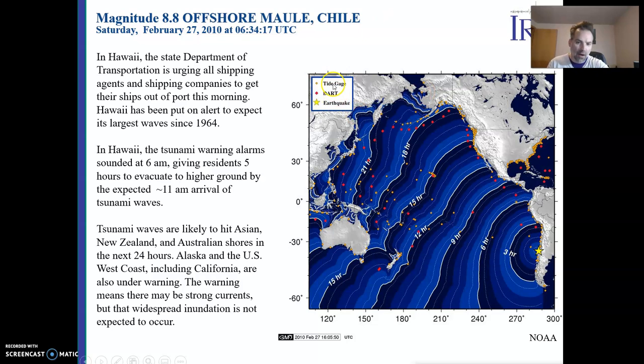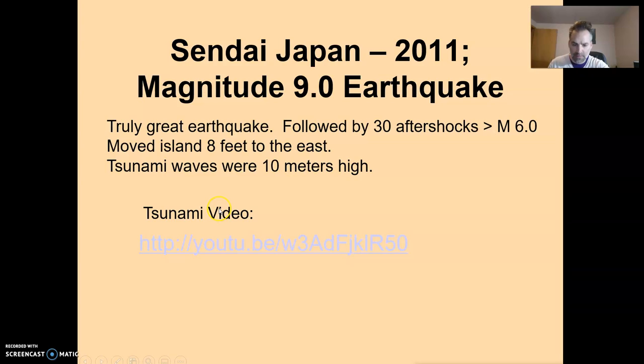Also, they have tide gauges in the ocean that can record different parameters, and they use that to help them build a better model. But essentially it looks like it'll hit Asia, New Zealand, and Australia in 24 hours, which is roughly over in here. So yeah, it's a good tool that they have, that they can calculate all this stuff with all the data that they collect.